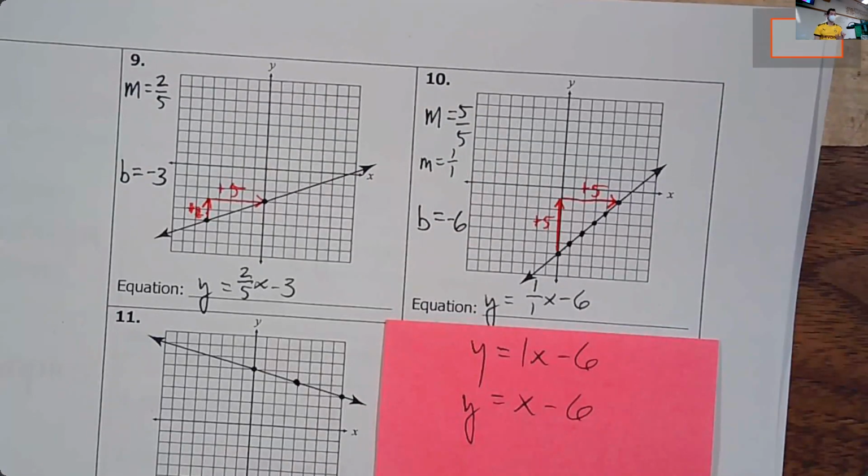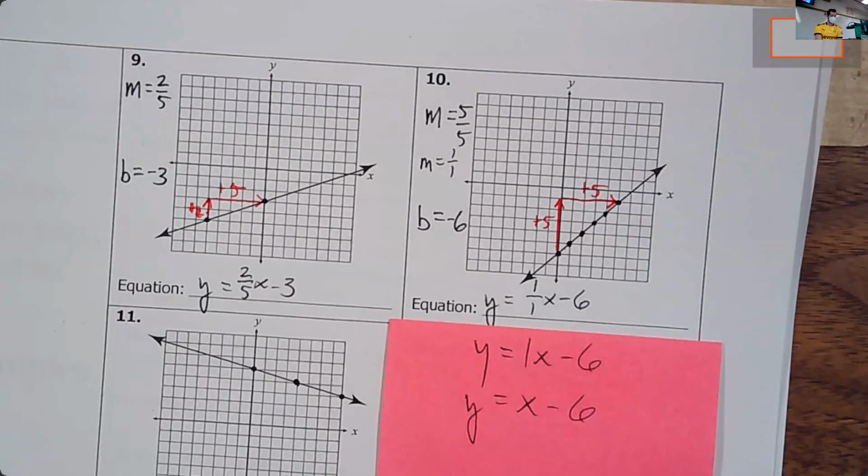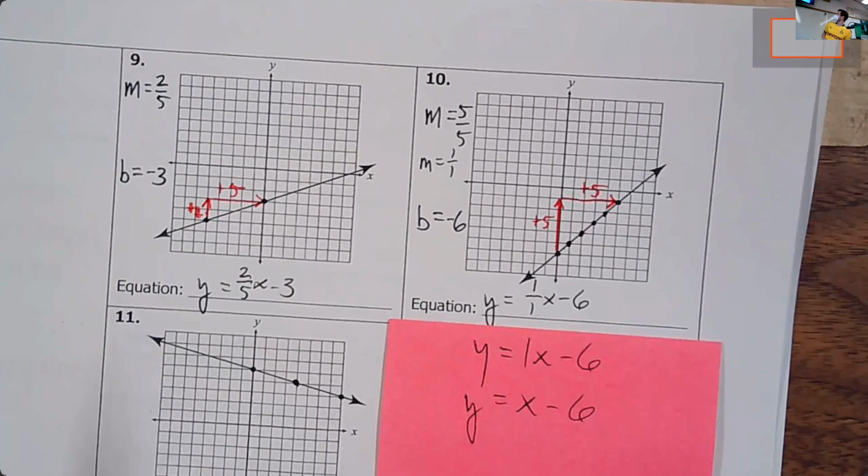So you will run into that. I'm just letting you know. But if you're writing the equation as opposed to being given the equation, I would say do this first one up here, 1 over 1x minus 6. All right, let's take a look at number 11.